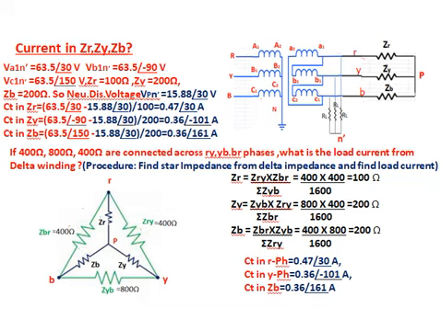That is equal to 400 into 400 divided by 1600, which is equal to 100 ohms. Similarly, ZY is equal to 200 ohms, and ZB equal to 200 ohms. So current in R phase is equal to 0.47 angle 30. Current in Y phase is equal to 0.36 angle minus 101 ampere. Current in B phase is equal to 0.36 angle 161.